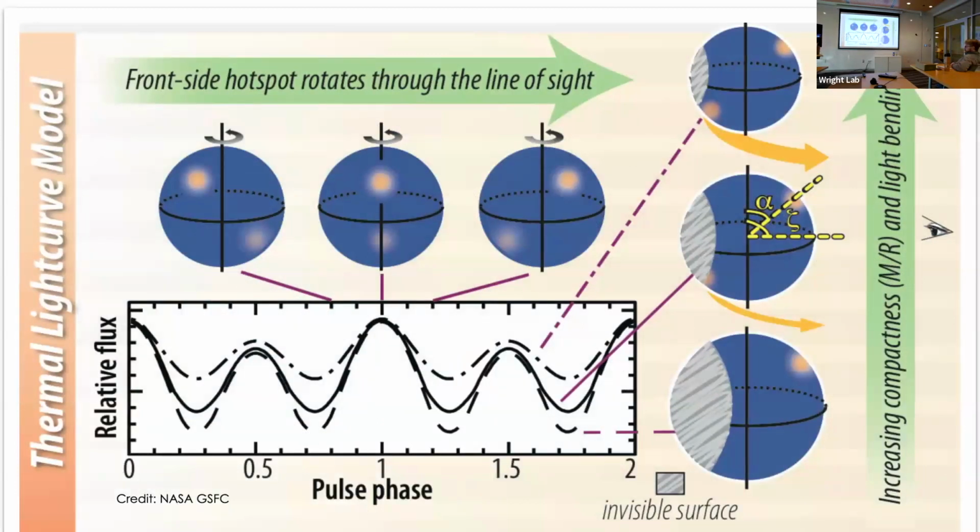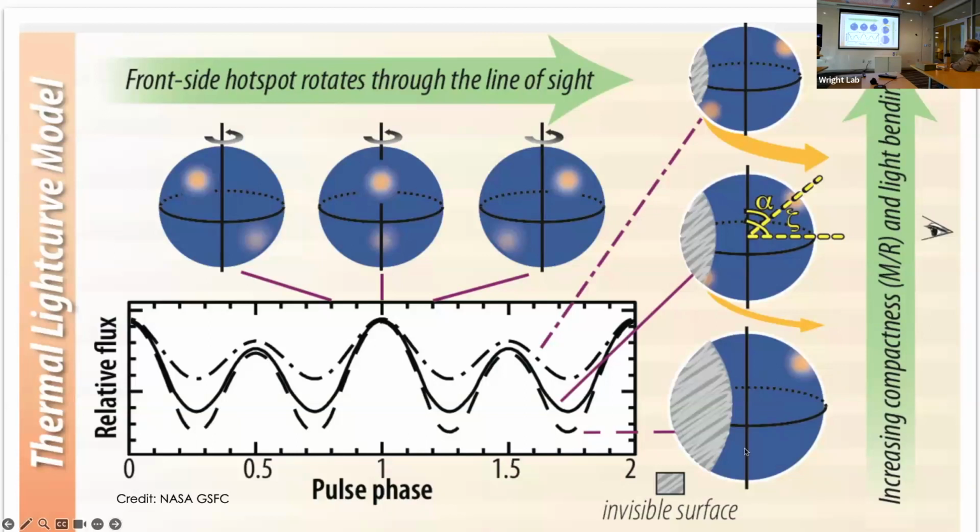So this thermal light curve modeling method takes into account the different modulations that we see in the X-ray emission as hotspots rotate into and out of our line of sight. So you can see the relative flux based on the orientation of our hotspot into and out of line of sight. Now, the exact amplitude of these modulations is going to be based on the compactness of the neutron star.